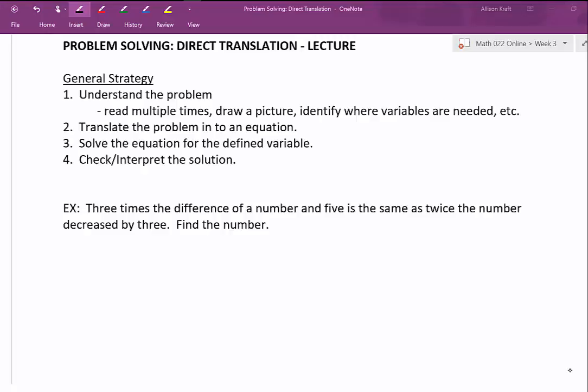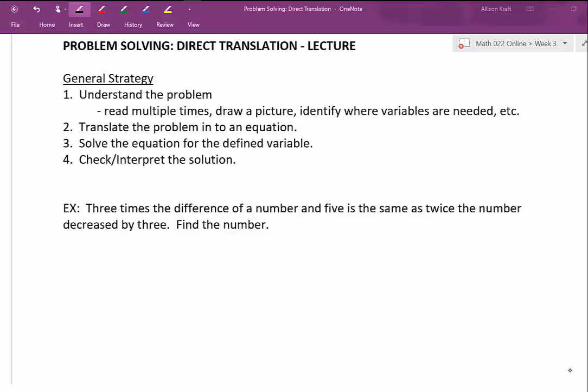In this lecture, we'll be doing problem solving using direct translation. A general strategy that we want to follow is to first understand the problem. This may involve reading it multiple times, drawing a picture, getting thoughts organized on the side, identifying where variables are needed, etc. Oftentimes, students make mistakes because they're in such a hurry to write the equation. Make sure you take the time to organize your thoughts and the givens from the problem.